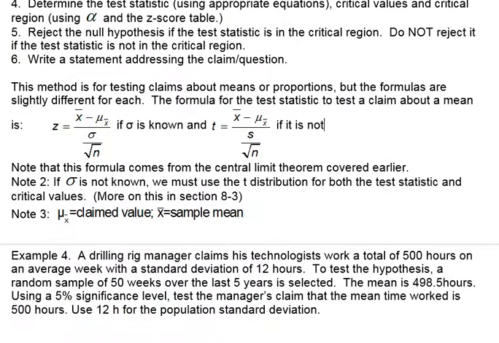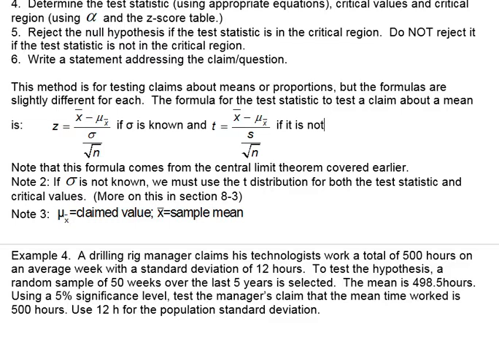First example, the drilling manager claims his technologists work a total of 500 hours on an average week with a standard deviation of 12. To test the hypothesis, a random sample of 50 weeks over the last 5 years is selected. It has a mean of 498.5 hours. Use a 5% significance level. Test the manager's claim that the mean time worked is 500 hours. Use 12 hours for the population standard deviation.